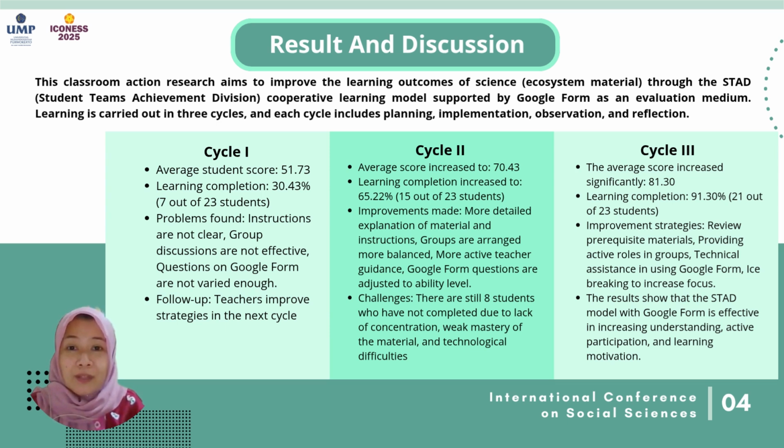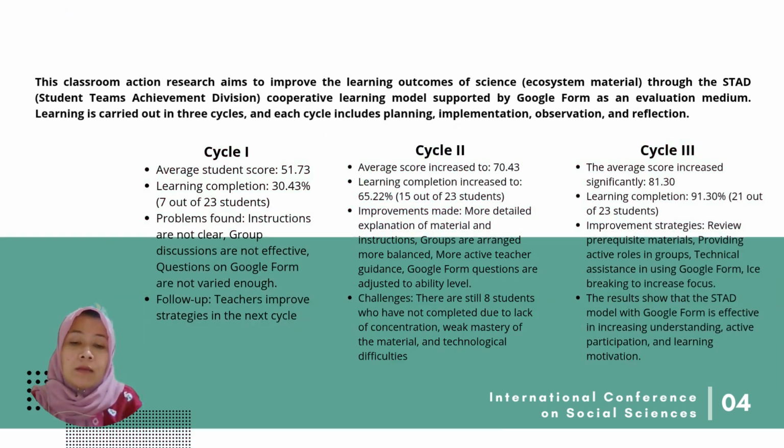Lastly, I'd like to talk about subtopic 3. The study was carried out in three cycles to enhance science learning outcome using the STAD model supported by Google Form. In cycle 1, the average score was low, 51.73, with only 30.43% of students achieving mastery. The main problems were unclear instruction, ineffective group work, and limited quiz variety.